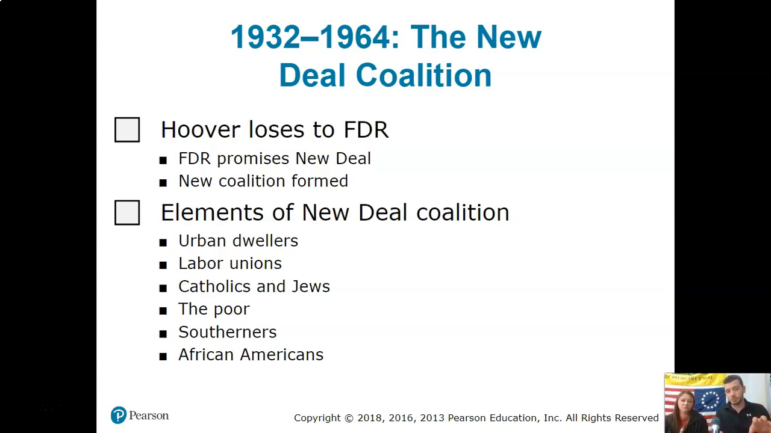Again, the New Deal coalition: urban dwellers, labor unions, Catholics and Jews, the poor, Southerners, and African Americans. The African Americans are in particular the craziest change there because they always voted with the party of Lincoln, because of obviously ending slavery. That change especially was really, really significant. Yeah.